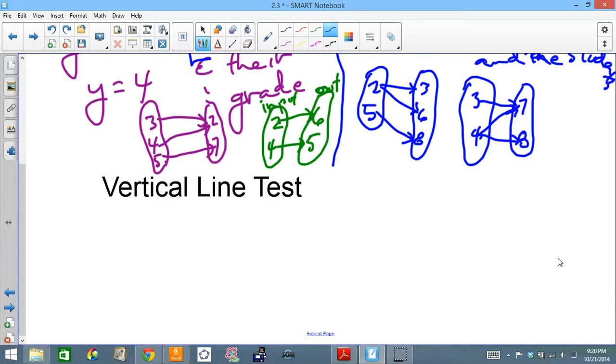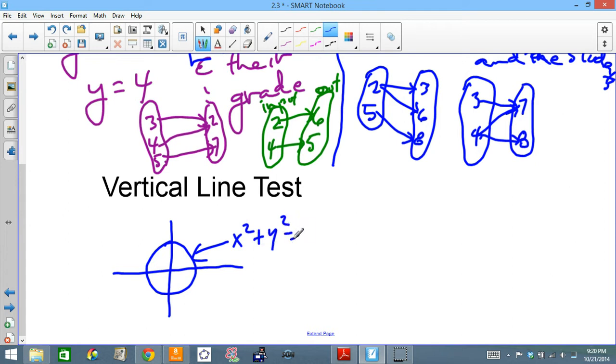Vertical line test. The vertical line test is used on a graph to figure out whether you've got a function. I told you that x squared plus y squared equals 5 is a circle. Okay, it looks kind of like that. That's the graph of x squared plus y squared equals 5. Notice when I put a vertical line through here at some point, I pass the graph at two different locations. You see that? If I put a vertical line through here, it doesn't pass through the graph at all. If I put a vertical line right here, it only passes the graph one time.